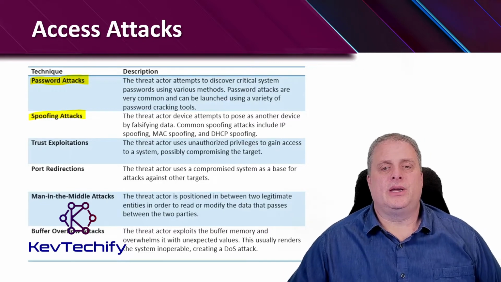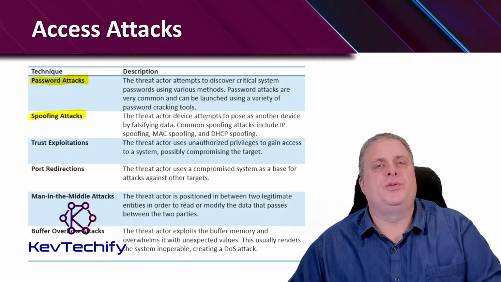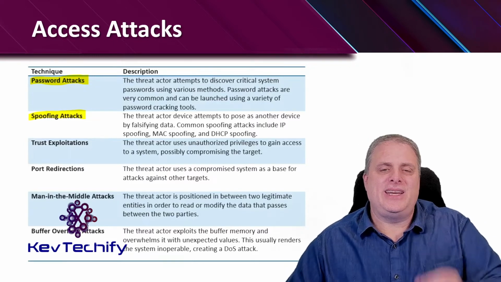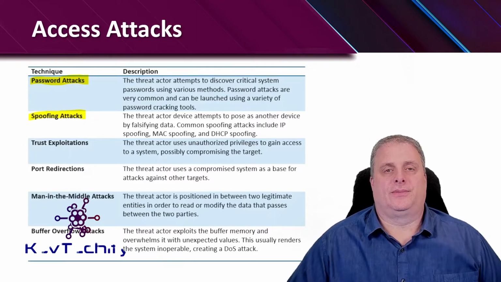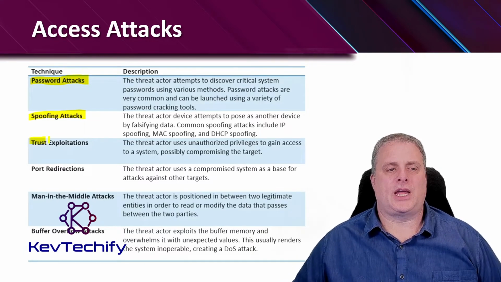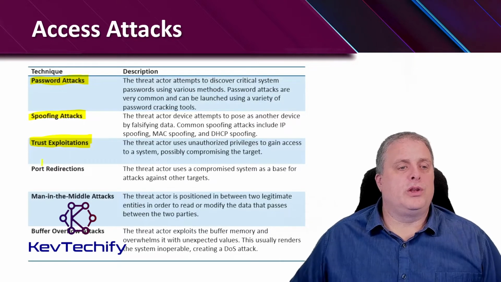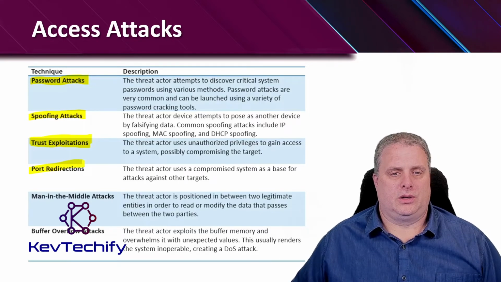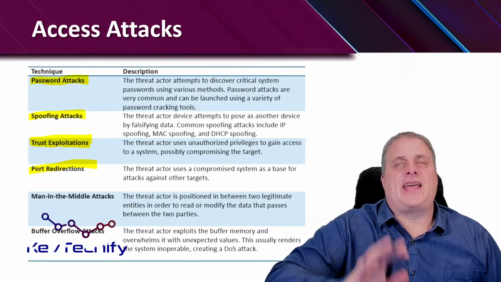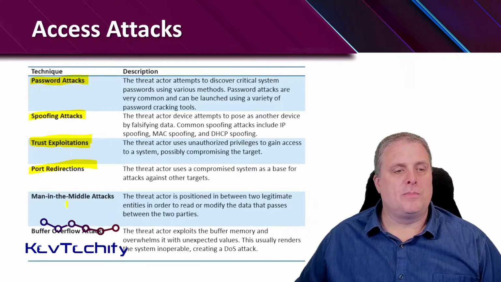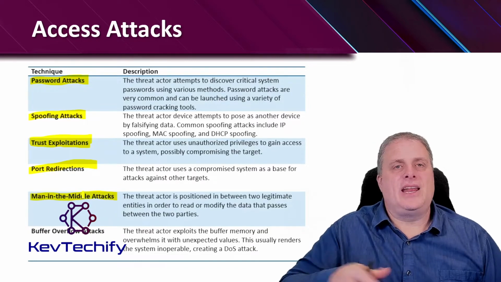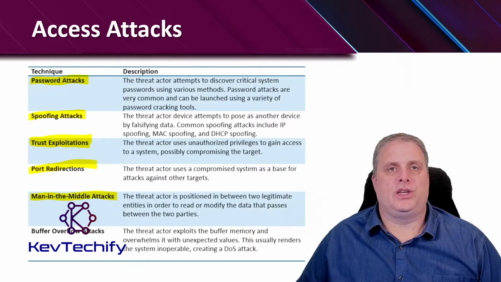You can pretend to be somebody by spoofing their IP address, by spoofing a MAC address. You can even do DHCP spoofing. You can exploit connections by using trust exploitations. Then we can do port redirections, where you use a compromised system as a start to attack other systems. We can do the man-in-the-middle attack, where you're monitoring data flowing across the network in between two hosts.